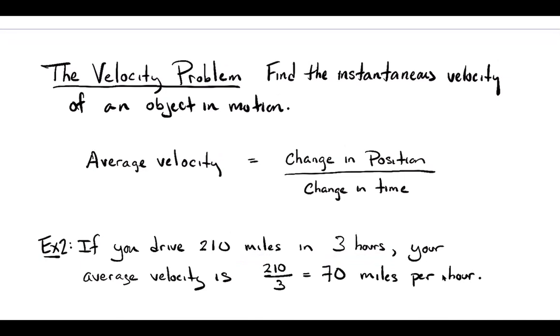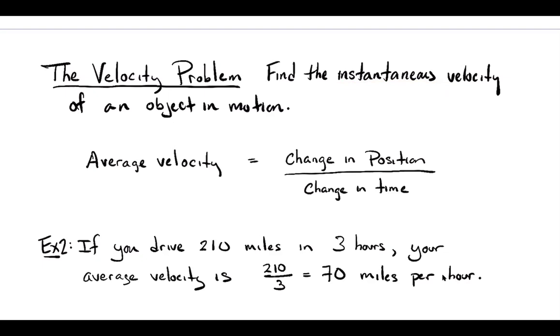That doesn't mean you were going 70 miles per hour the entire trip, right? It just means that on average, you were going 70 miles an hour. So this velocity problem I'm talking about is more about instantaneous velocity. If I asked you, hey, exactly 1 hour into the trip, what did your speedometer in your car read? Your speedometer is telling you what your instantaneous velocity is.